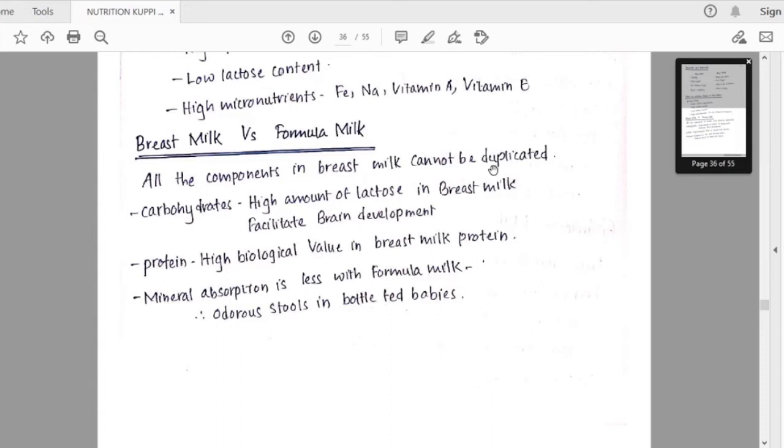To give the baby innate immunity and growth and development, breast milk is very important, because the antimicrobial immunoglobulins, growth factors and hormones in breast milk cannot be made in formula milk.